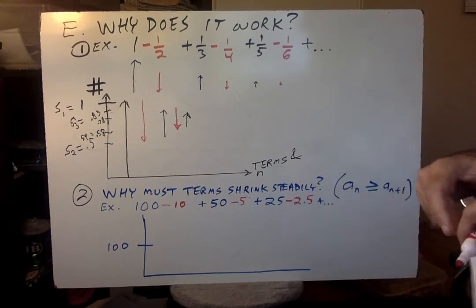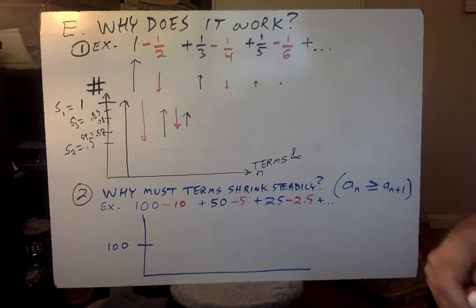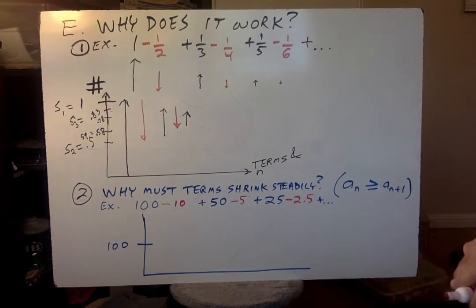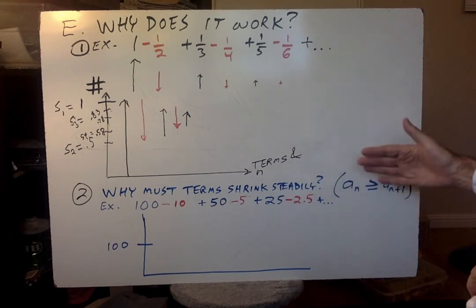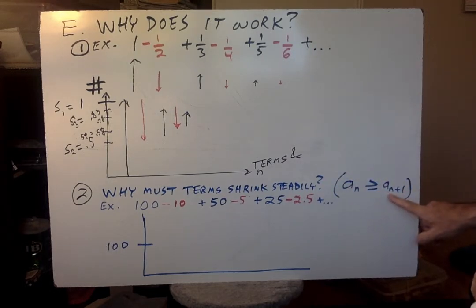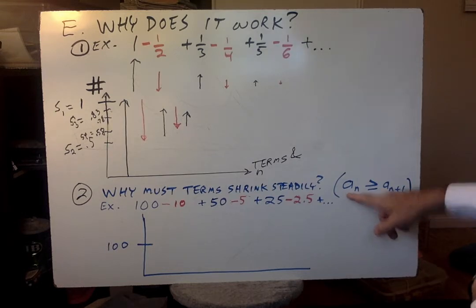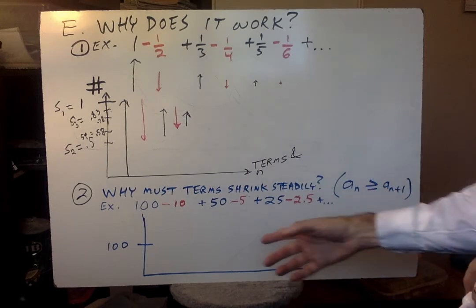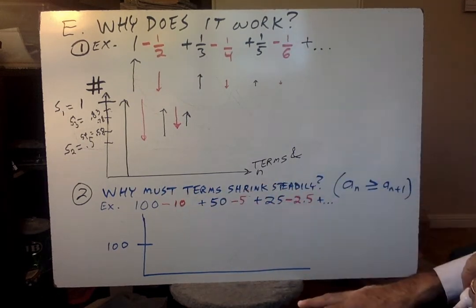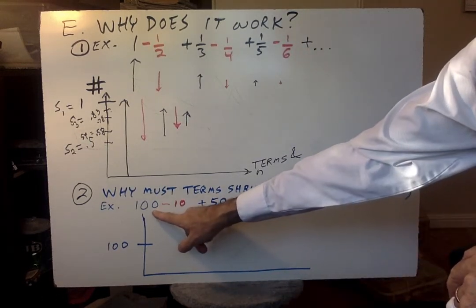And then finally, the most esoteric thing in this section is, why do you have that blue requirement? Why do the terms have to shrink steadily? Why does each term have to be smaller than the one before, or at least not bigger? Why can't the terms just shrink to zero? And I'm not going to do a formal proof, but an example I think will help you understand why. So look at this example.